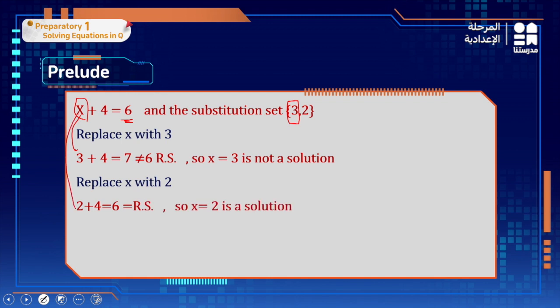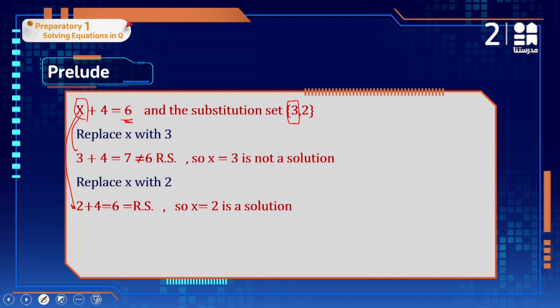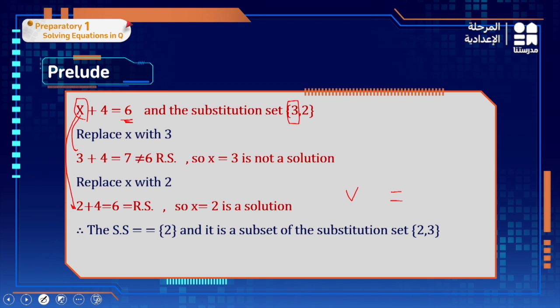Now let's replace it with 2, the second value. Instead of x, we are going to put 2. 2 plus 4 equals 6, equals the right side. So x equals 2 is a solution. In the equation, we have two equal sides, an equal sign, a variable, and an operation. So the solution set equals 2, and it is a subset of the substitution set, which is 2 and 3. So the solution is not 3, but it is 2.